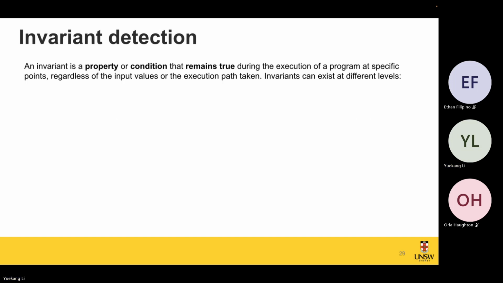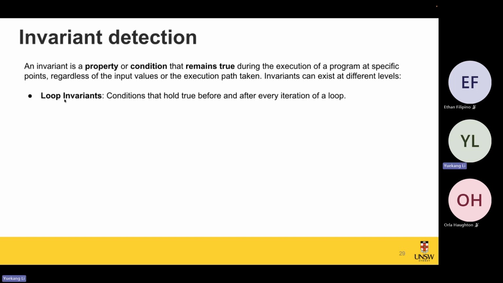So let's have a quick recall of what an invariant is. An invariant is a property or condition that is always true during the program execution. That's very simple. This is a formal definition, but you can imagine an invariant as something that is always true, no matter how we execute the program. That's why it is called invariant. It's not changing according to the inputs.